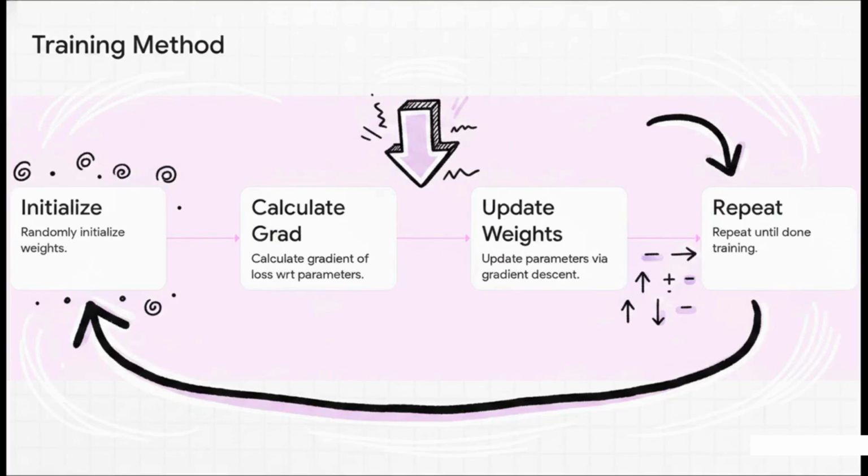All right, here is the complete neural network training cycle in a nutshell. First, you randomly initialize the weights. Second, calculate the gradient of the loss. Third, update the parameters using that gradient and our learning rate. And fourth, just repeat steps 2 and 3 over and over again until the model is trained. Sounds simple, right? But the major bottleneck here, literally the absolute hardest part of this entire loop, is step 2.